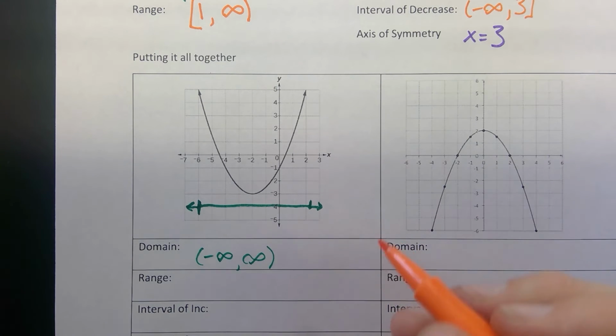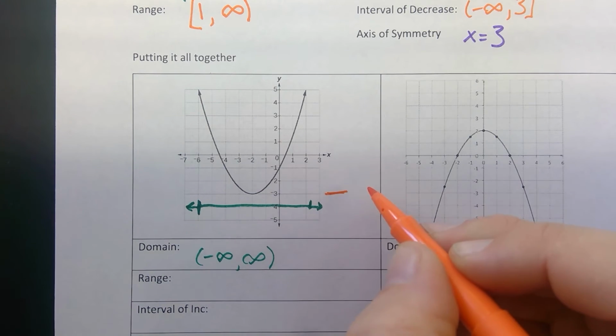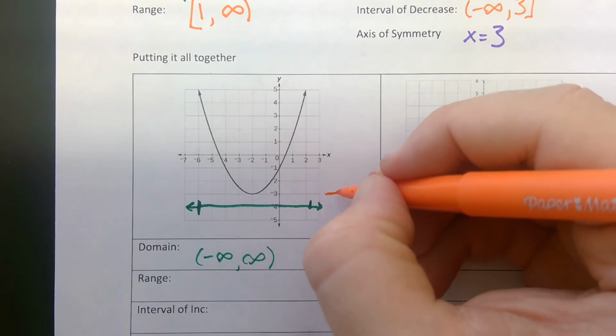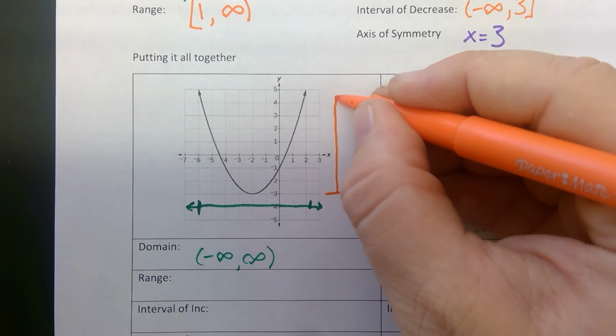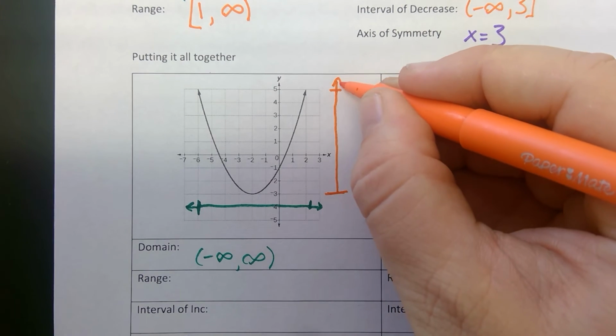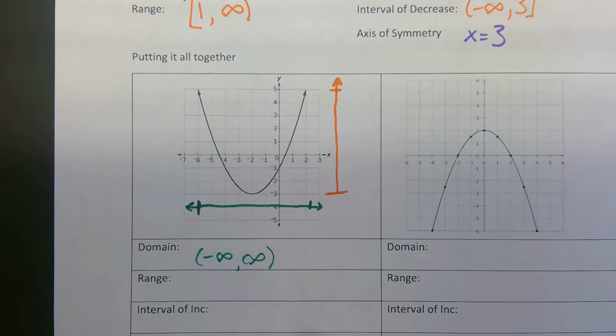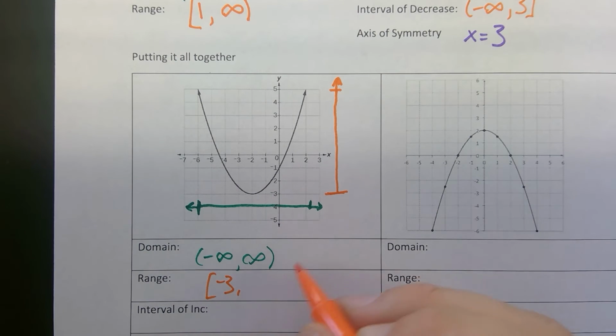Let's look at our range. From the bottom, I draw a straight line. It's going to go up, up, up, and stops, but it keeps going with the arrow, so I need an arrow on there. Start with my bottom part first. The lowest y value is negative 3. My top is an arrow, so that's going to be positive infinity.